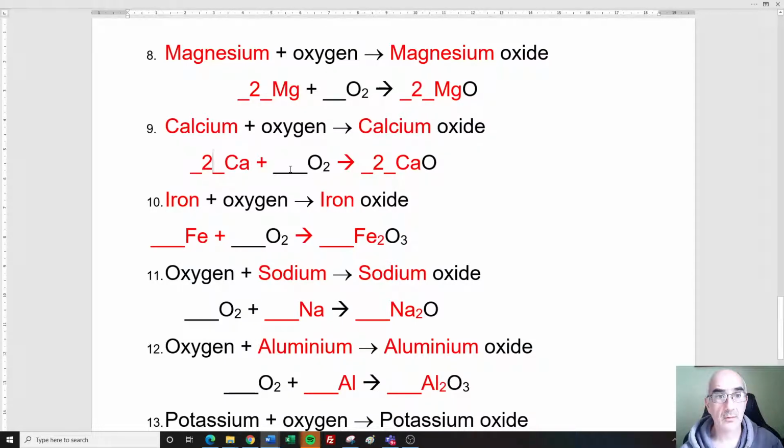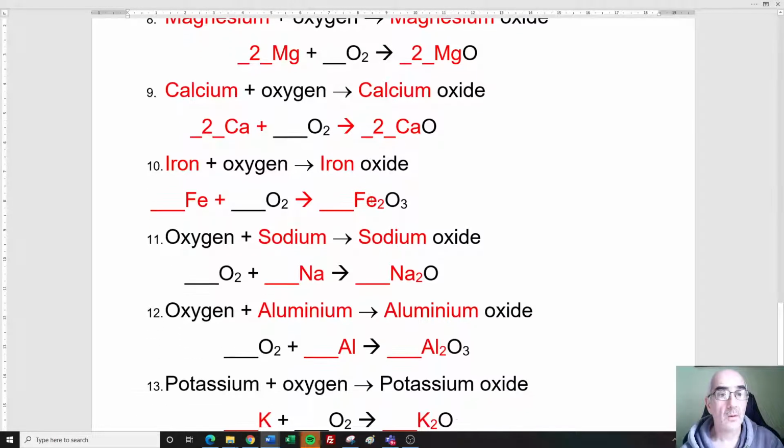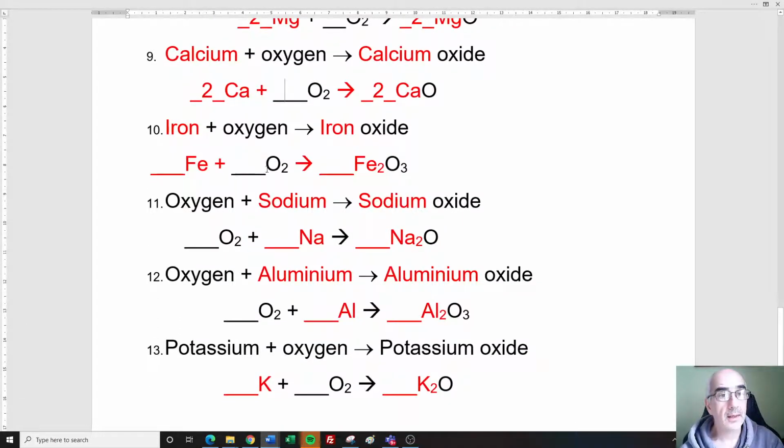And I think that's right. I could, if I wanted to, stick a number 1 in there saying 1 times 2, but we just generally don't bother. If there's 1 of them, we just leave it blank. Okay, now iron plus oxygen, again, got to be diatomic oxygen. There's got to be 2 of them.